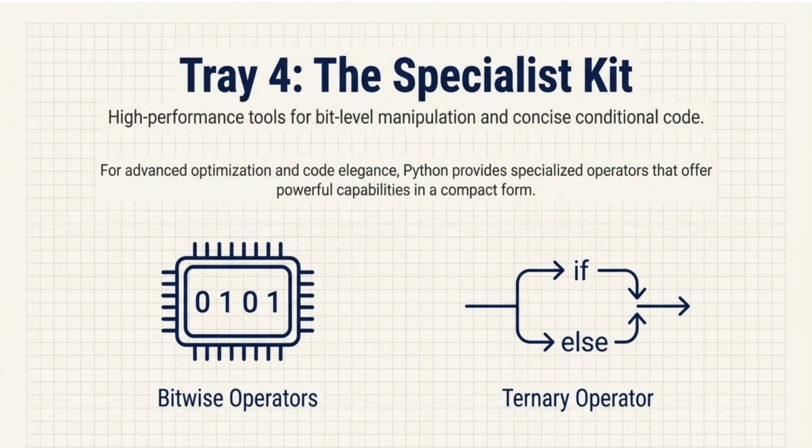In Python, bitwise operators work at the bit level, which is zeros and ones. They are useful when you need fast, low-level operations. The ternary operator is a short way to write an if-else statement in one line. It makes your code cleaner and easier to read. These tools are not used every day, but they are very powerful when you need them.